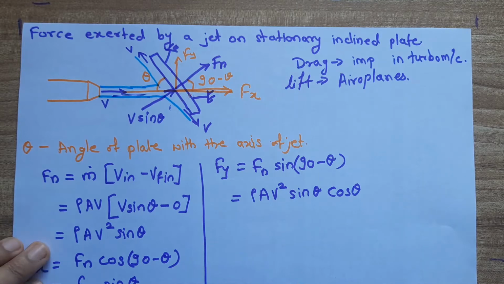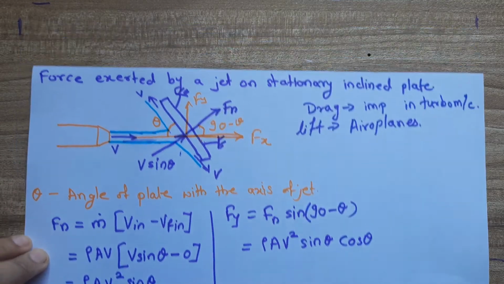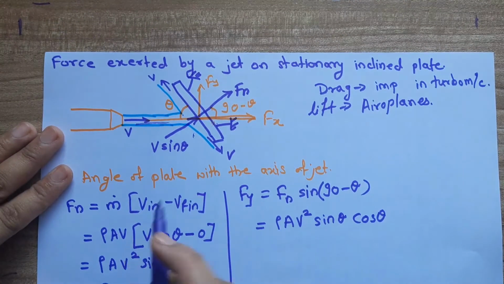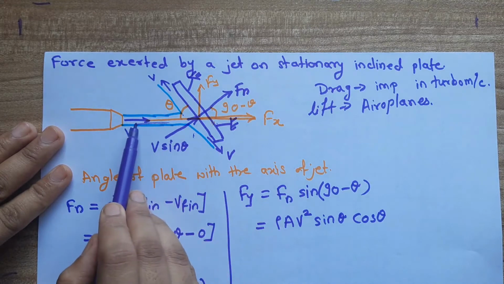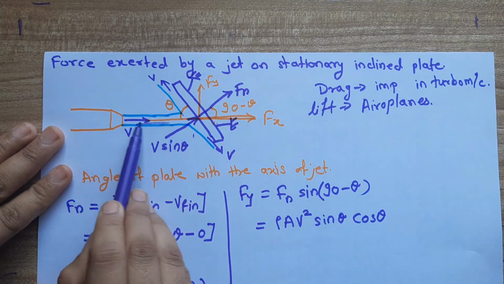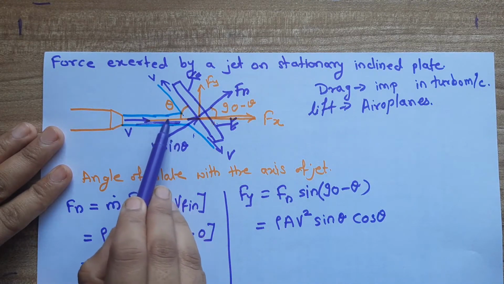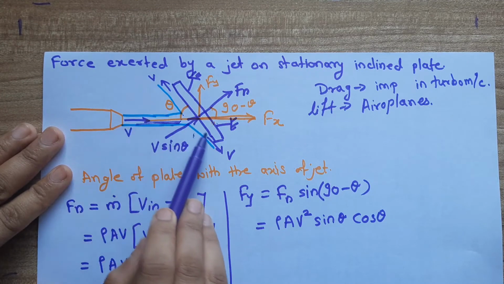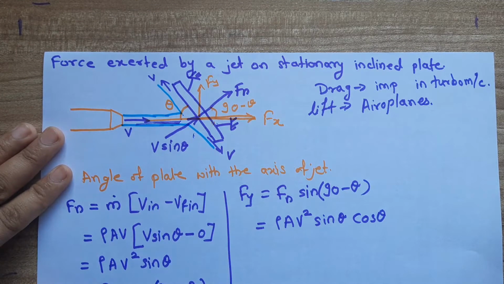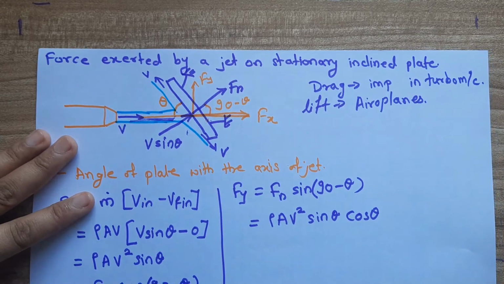Now as we have found this Fy and Fx, in this case there is a discharge, right? Whatever the discharge is, it is going to be distributed in these two directions, and both will not be the same in this case as it is an inclined plate. So let's find out what will be the volume flow rate in both directions.